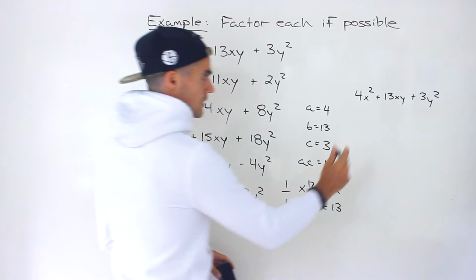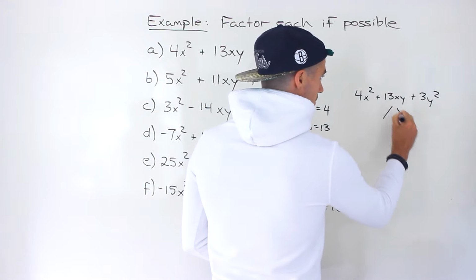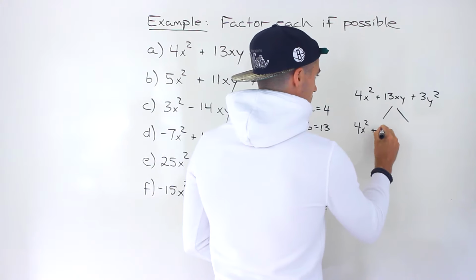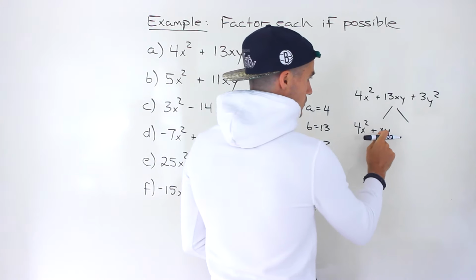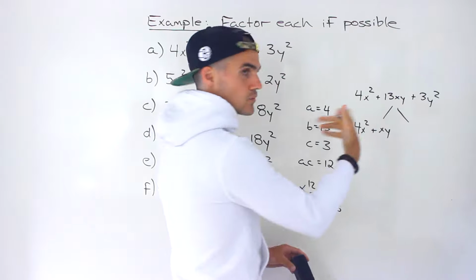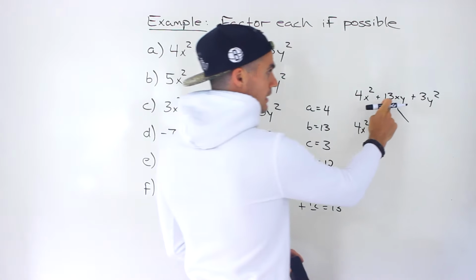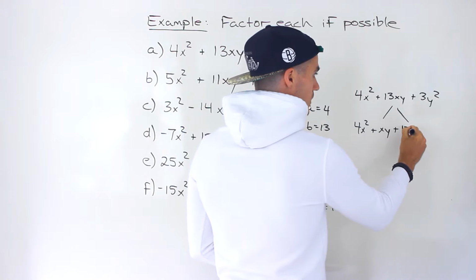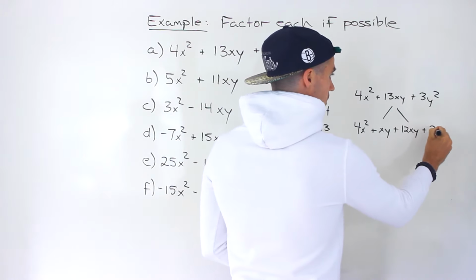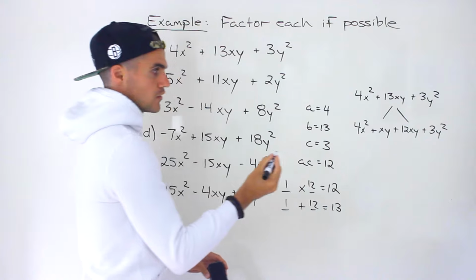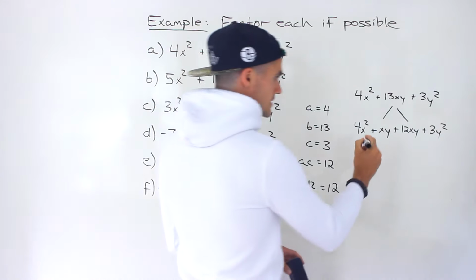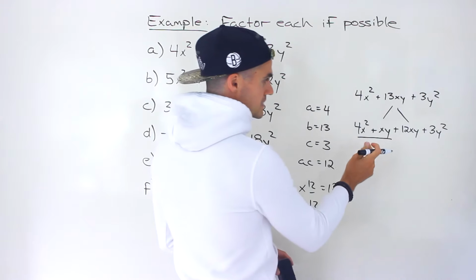So then you take those two numbers and you decompose this middle term over here. You have to remember in this case to remember the xy. Usually this was just x when we were dealing with just quadratics. Now this is xy. So we'd have plus 1xy plus 12xy plus 3y squared over here. And then you just factor by grouping.